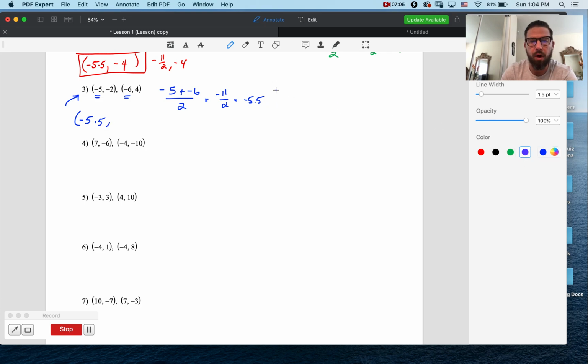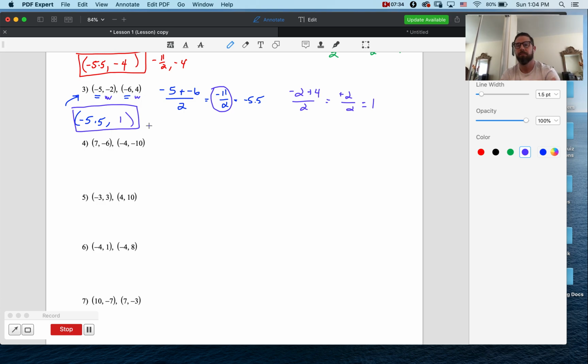Then we have our y's. This is our y, and this is our y. So we have -2 plus 4, and we put it over 2 because we add our y's and divide by 2. And it looks here like we get -2. No, we get +2 over 2, which is just 1. So our answer would be -5.5, comma 1. Or if it was a fraction, it could be -11 over 2, comma 1. All right, real simple. Add the x's, divide by 2, add the y's, divide by 2.